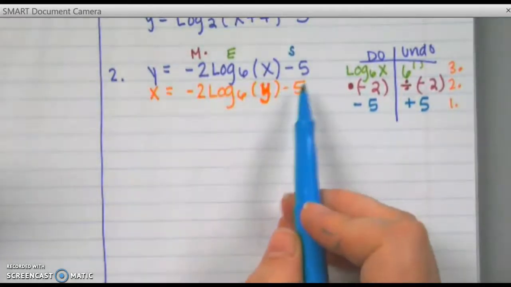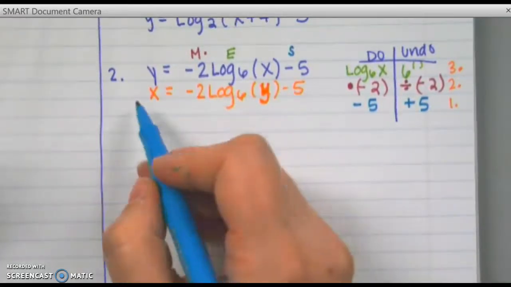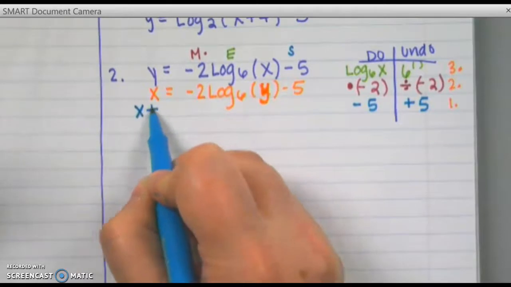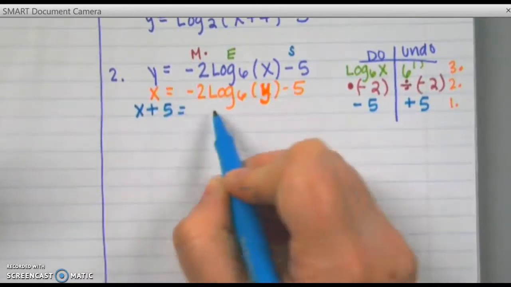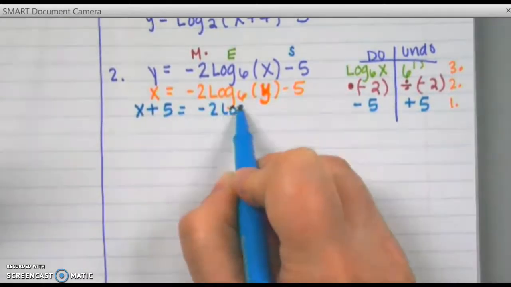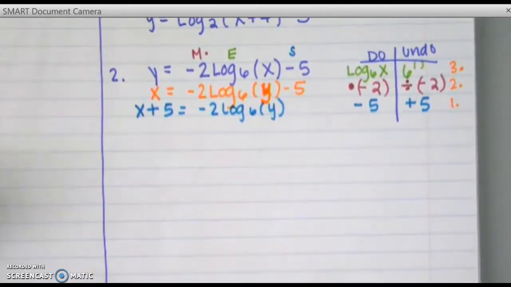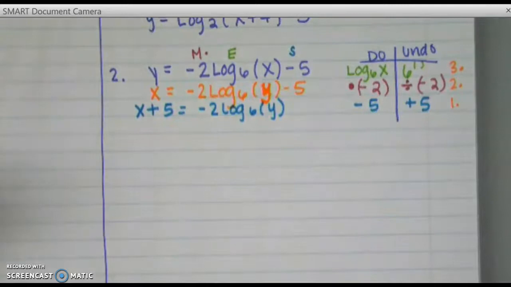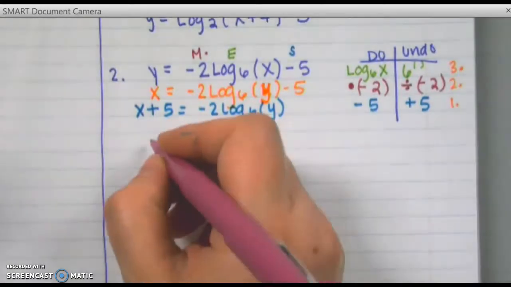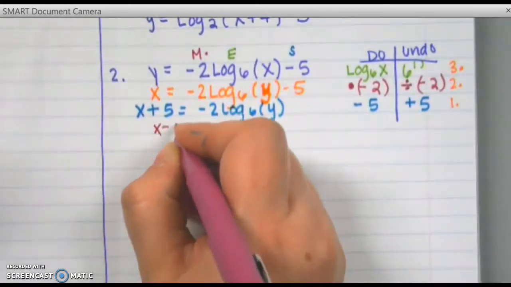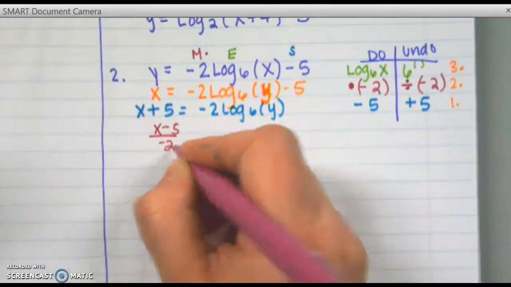So it's going to be gone from the right, and now the new left is going to say just x plus 5. But the -5 is gone. I add it over to the other side. All right, now I am going to divide everything by -2. So that's going to cancel the -2 that's in front of the log.